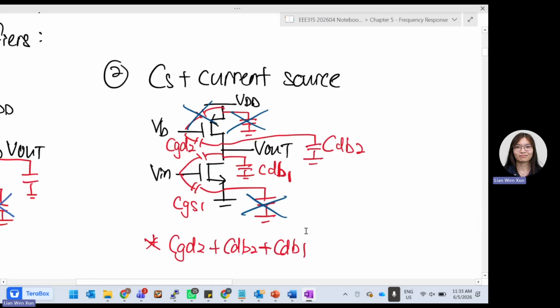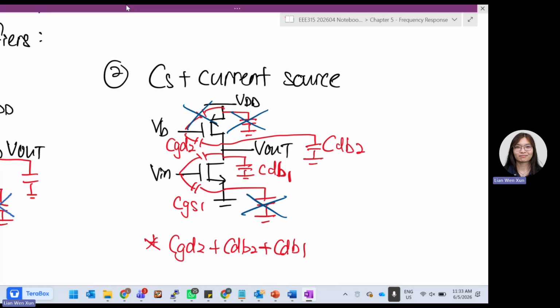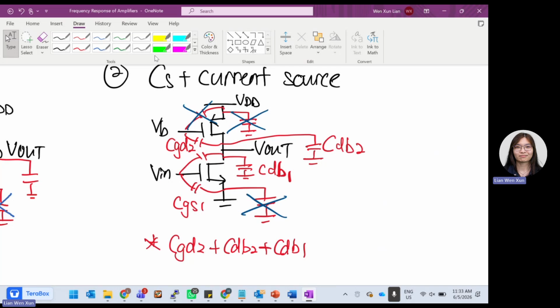For the second one, common source plus current source load. This one you can see is still a common source amplifier, but we got two transistors over here because the top one is a current source, the one we learned in chapter 2. So each transistor will have 4 capacitors. The top transistor has 4 capacitors. The bottom transistor has 4 capacitors. Maybe it looks a bit complicated now, but we can try to eliminate them one by one.